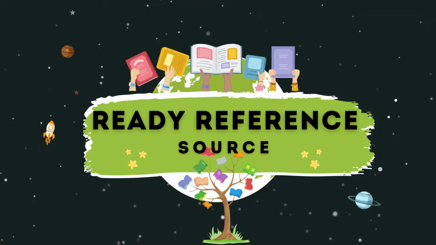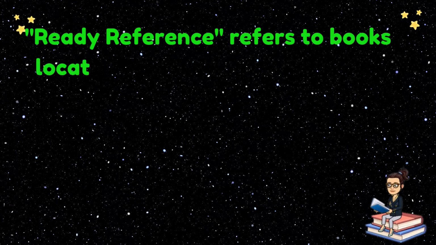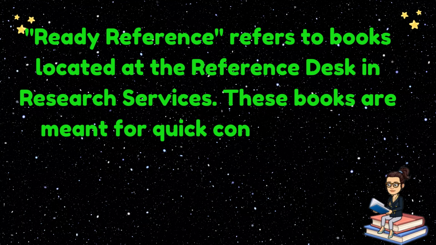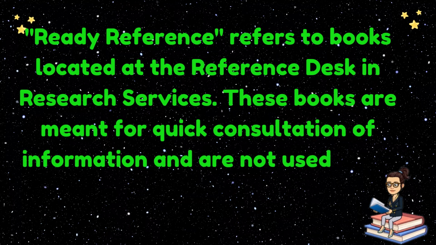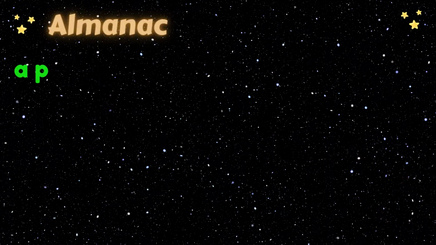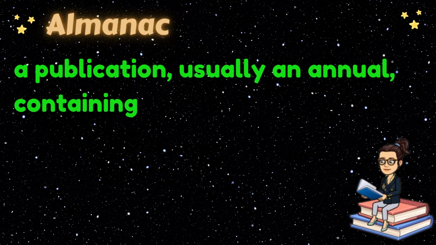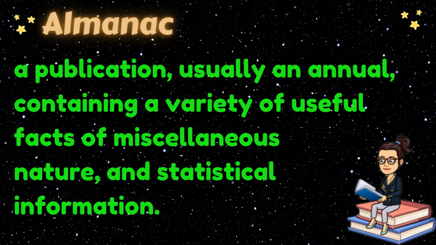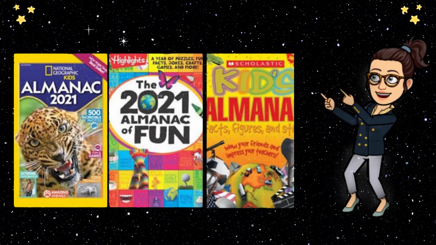Ready reference sources are a type of reference sources that refers to books located at the reference desk in research services. These books are meant for quick consultation of information and are not used away from the reference desk. One of the examples is the almanac. It is a publication, usually an annual, containing a variety of useful facts of miscellaneous nature, and statistical information. These are example pictures of almanacs.